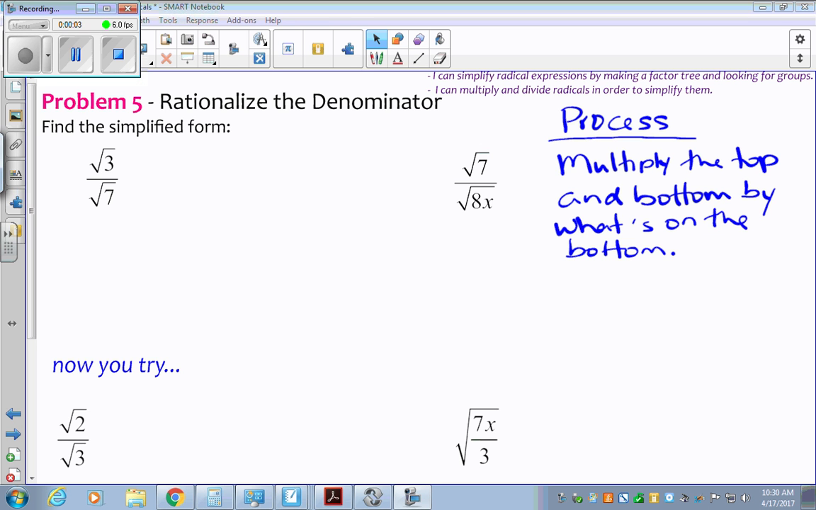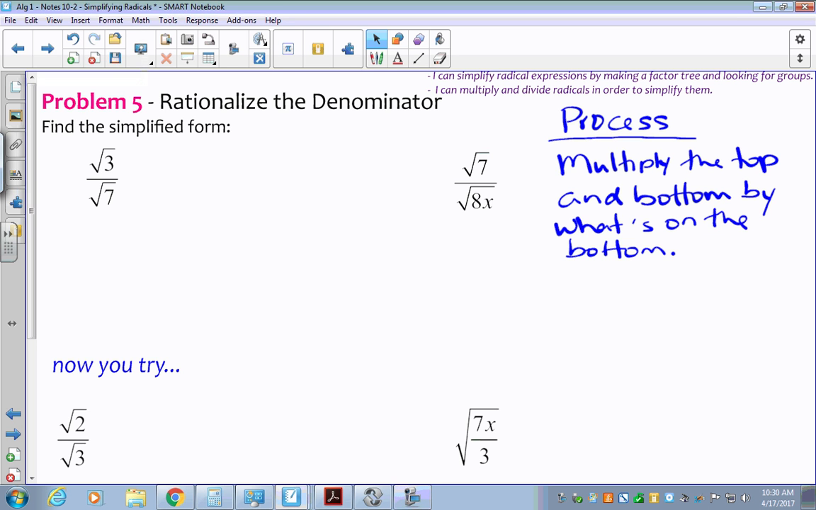All right, so rationalizing the denominator, you're going to take whatever's on the bottom and multiply the top and bottom by that number. So I have a square root of 7 on the bottom. I'm going to rationalize it by multiplying the top and the bottom by square root of 7. My advanced students, you guys are going to get really fast at this. And if you don't get fast at this, I don't want you to feel bad. Just do the work long way.